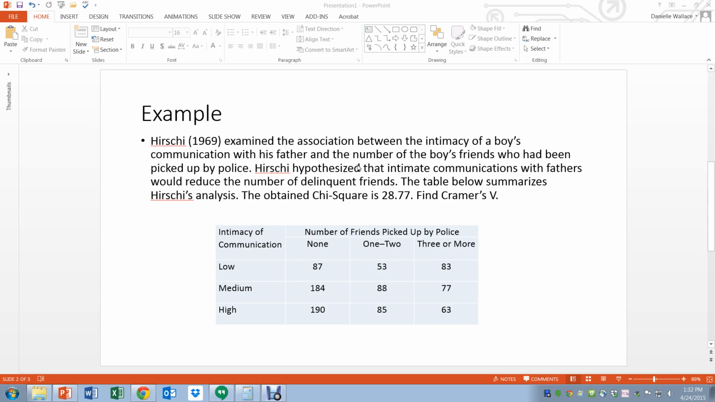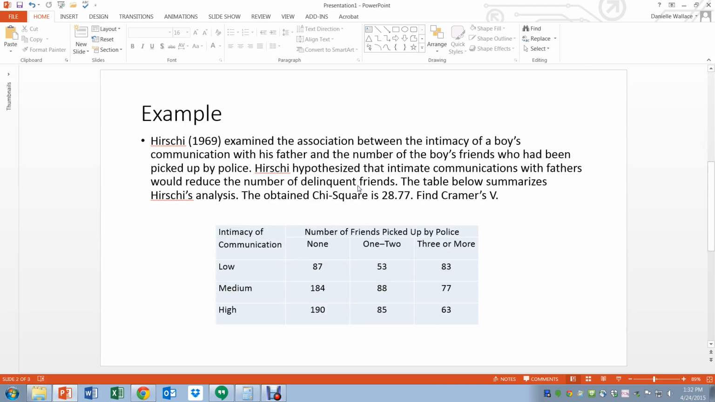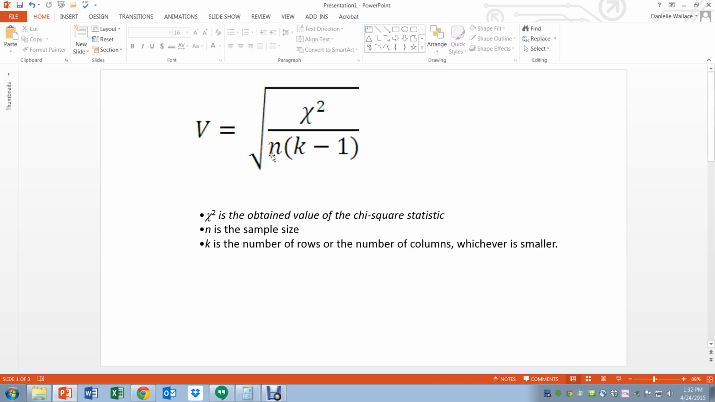Cramer's V is very simply the square root of chi-square divided by n, which is the total sample size, multiplied by k minus 1, where k is the number of rows or the number of columns, whichever is smaller. For us, we know that chi-square is 28.77, and k is the number of rows or the number of columns, whichever is smaller.